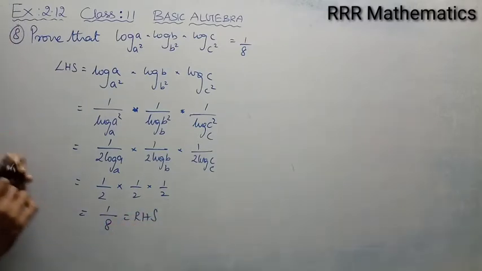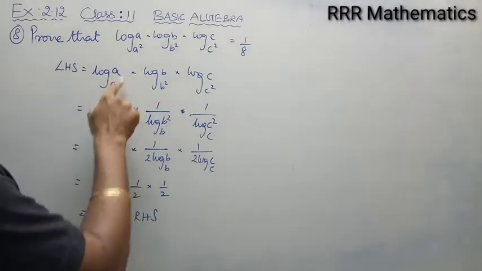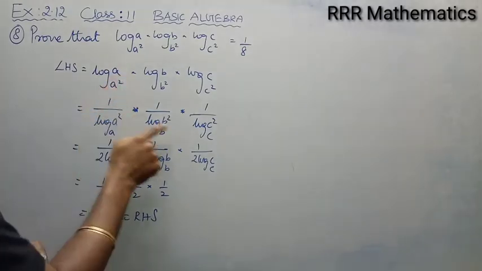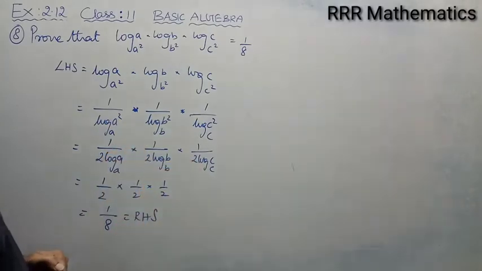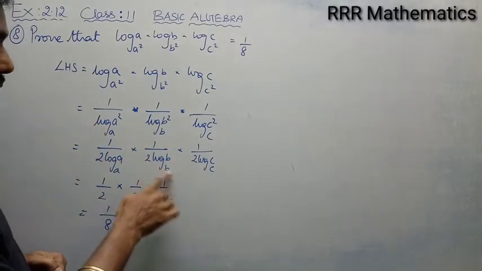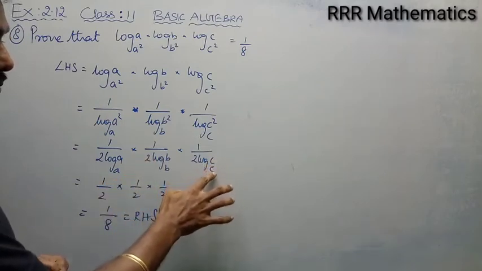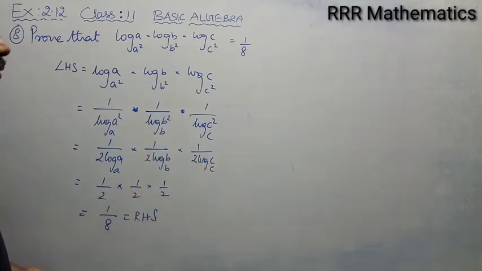Got it? Very simple. So I am taking the reciprocal: interchange, interchange, interchange. Using the power rule, 2 will come front, 2 will come front, 2 will come front. Log a base a is 1, so 1 into 2, 2. Log b base b is 1, 1 into 2, 2. Log c base c is 1, 1 into 2, 2. So it gives a product 1 by 8. That's all.